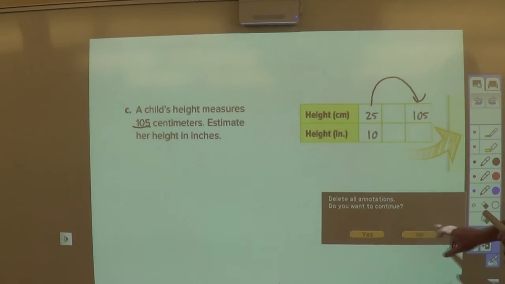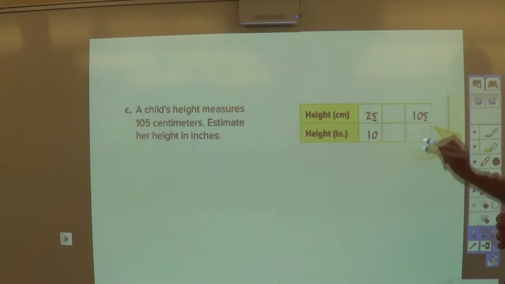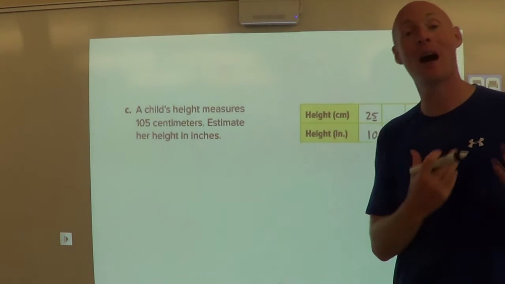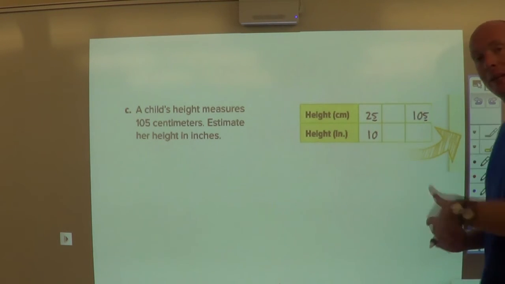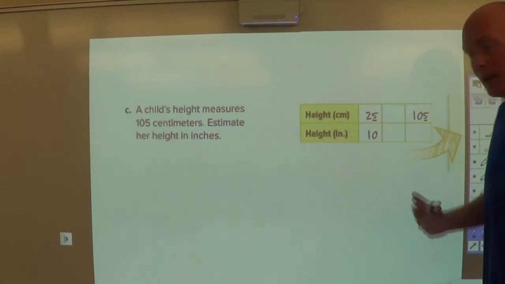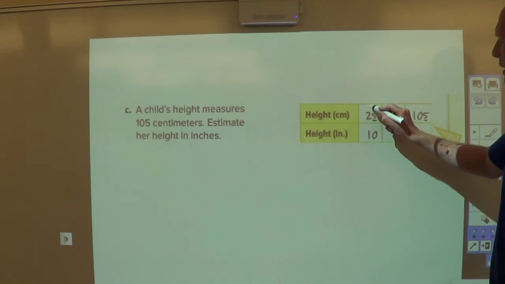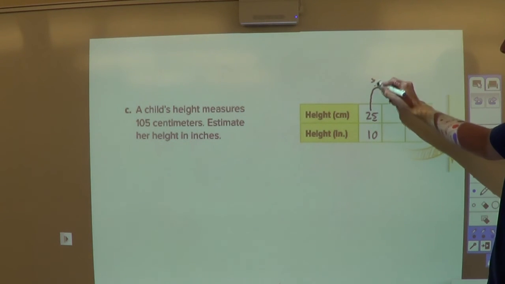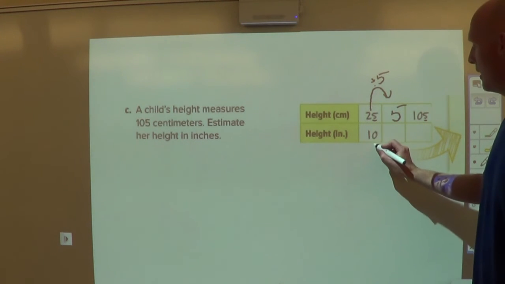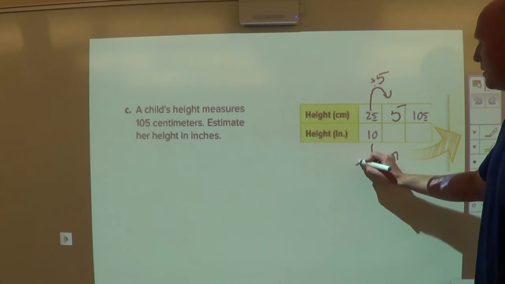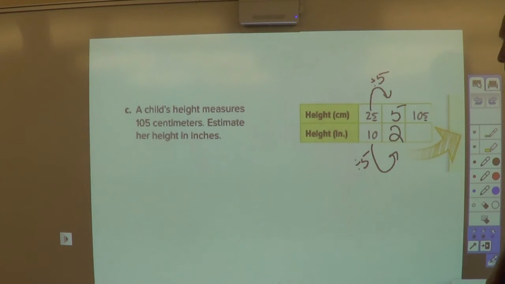So I see 25 and 105. Right away I see that they both end in 5. So I know 5 is divisible. So I'm going to try to make my little bridge there, make my little rock a 5. So let's see. How do I go from 25 to that? I'm going to divide by 5. That gets me 5 there. And if we divide by 5 there, we got to divide by 5 here. 10 divided by 5, that's just going to be 2.